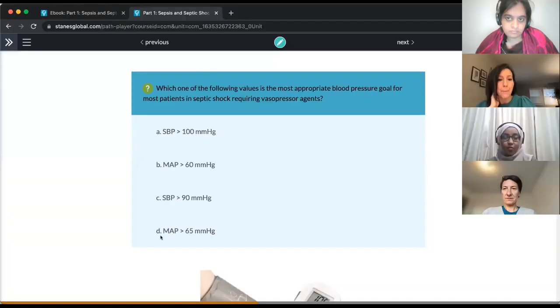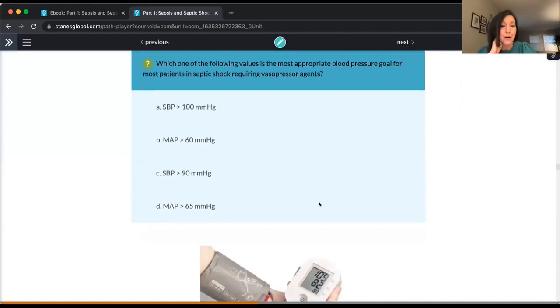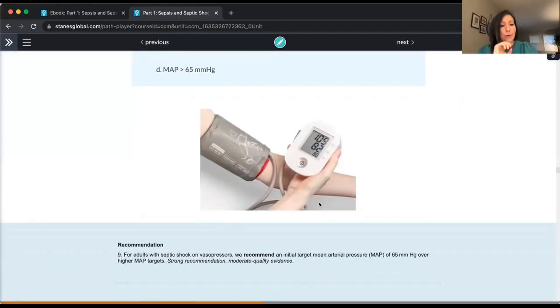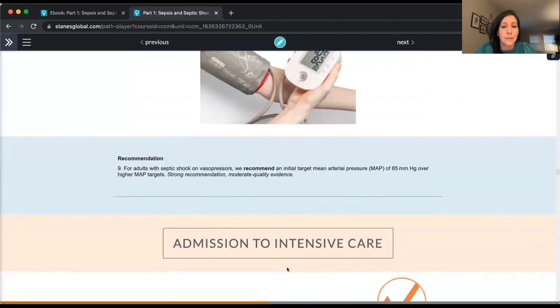To target the MAP and to target a MAP of greater than 65 millimeters of mercury. So great. The answer is D, MAP greater than 65. So here's the recommendation from the guidelines for adults with septic shock. On vasopressors, we recommend the initial target of 65 millimeters of mercury and over. So they don't want you to target higher MAPs either. So this recommendation is really about overshooting. Some people try to target higher blood pressure thinking it will improve the outcomes, and that's not correct.